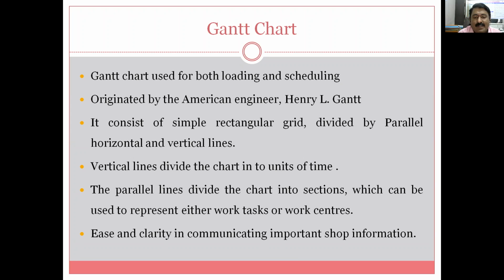Then the parallel lines divide the chart into sections, which can be used to represent either a work task or work center. So there are many parallel lines. For example, you can consider one as the lathe work center, and drilling as another work center. So one line for the lathe machine work center, one line for the drilling machine work center. These different blocks are for different work tasks or work centers. And for any one lathe machine, you will find slots, like these horizontal lines in between, defining the task allocated to that particular machine.